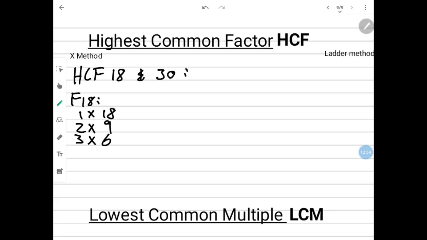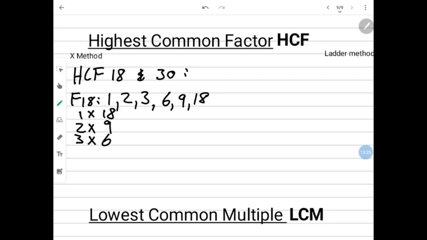4 can't go into 18. 5, can that go into 18? No, it can't. And then we're back at 6 again. Right, so we don't have to write again 6 times 3. So these are all the factors for 18. Now we can write it here: 1, 2, 3, 6, 9, and 18. Those are all the factors for 18.